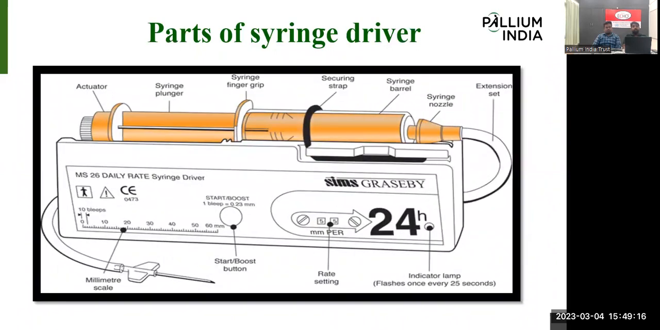This one is the diagrammatic representation of the syringe driver. In the syringe driver there is a millimeter scale. After getting the order from the doctor in mg form, we need to convert it into ml form, and from ml form we need to calculate the millimeter form. Then as per that we need to set the syringe driver for getting the medicine over 24 hours or 12 hours according to the doctor's order. Actually, I have just introduced the syringe driver only.